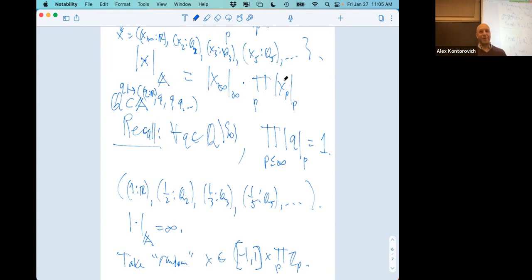Typically. Well, all the p-adic norms are going to be less than 1. The R norm is going to be less than 1. Your distance to 0 is at most 1. So I'm multiplying all these numbers less than 1. Yeah, a random element will have norm 0. So that's not an absolute value, because the only thing that's allowed to have absolute value 0 is 0 itself.